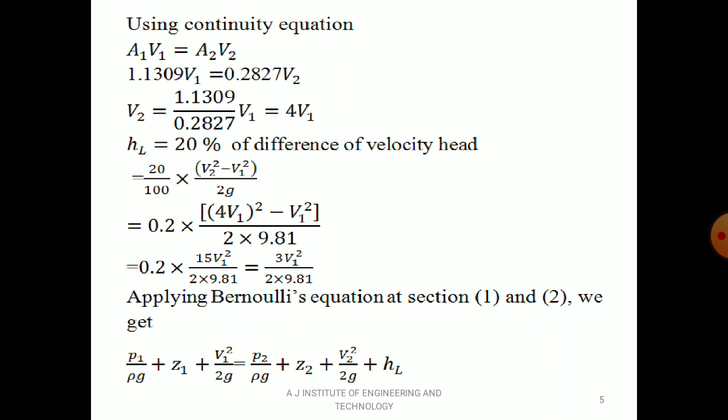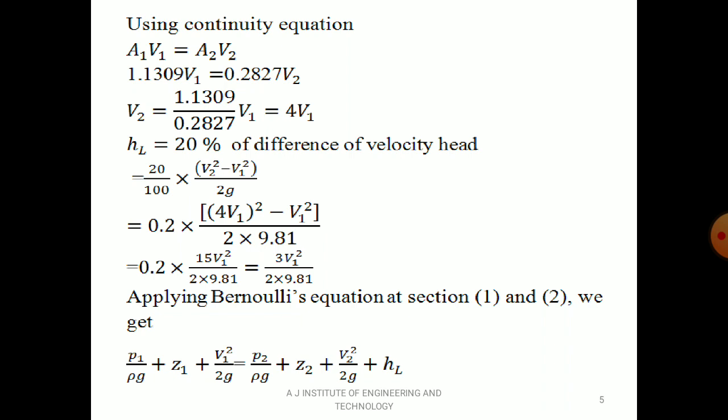So 0.2 into (4V1) whole square minus V1 square divided by 2 into 9.81. So that is equal to 0.2 into 15V1 square divided by 2 into 9.81. So that is equal to 3V1 square divided by 2 into 9.81. So that's the HL value in terms of V1.